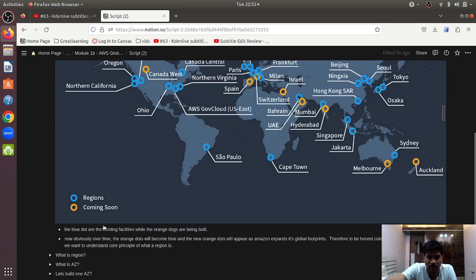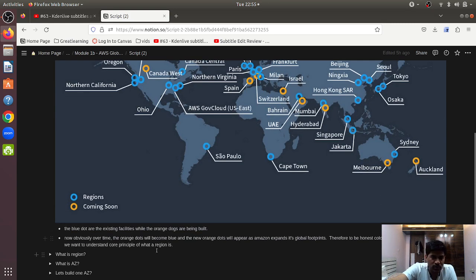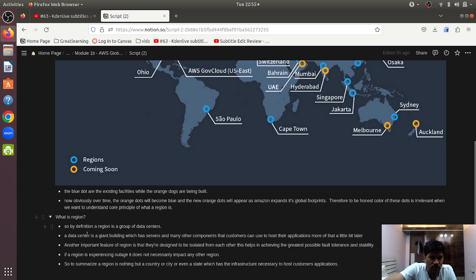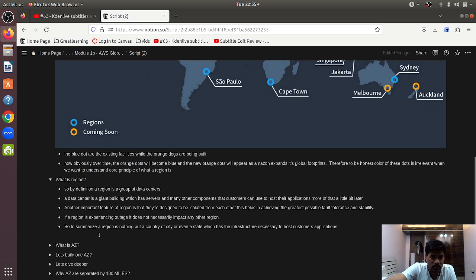The blue dots are the existing facilities while the orange dots are being built. So obviously, over time the orange dots will become blue and new orange dots will appear as Amazon expands its global footprint. To be honest, the color of these dots is irrelevant when we want to understand the core principle of what a region is. By definition, a region is a group of data centers. A data center is a gigantic building which has servers and many other components that customers can use to host their applications.